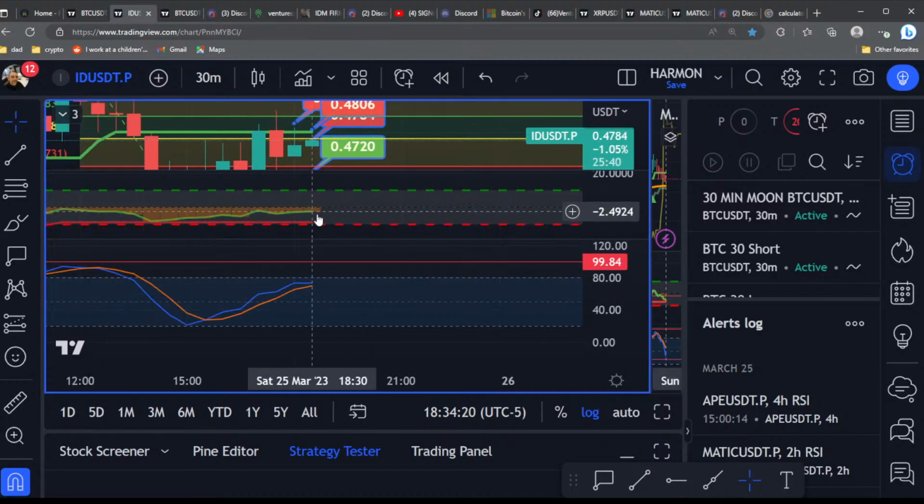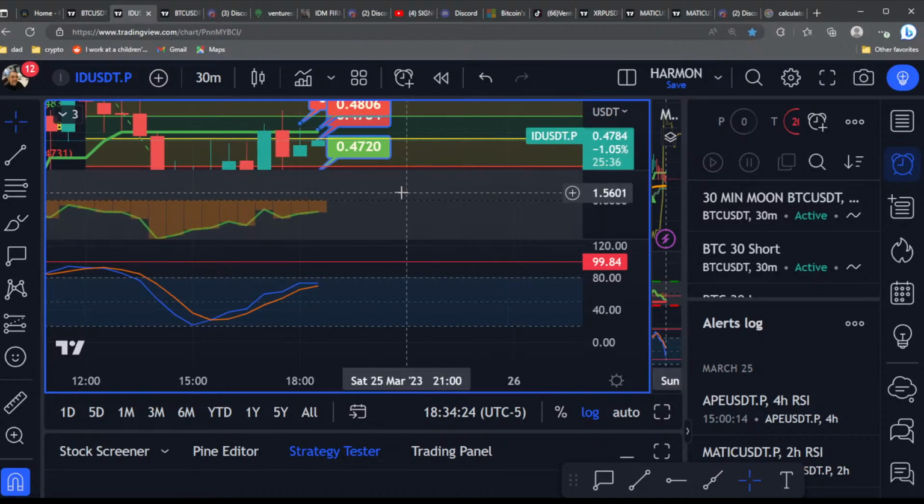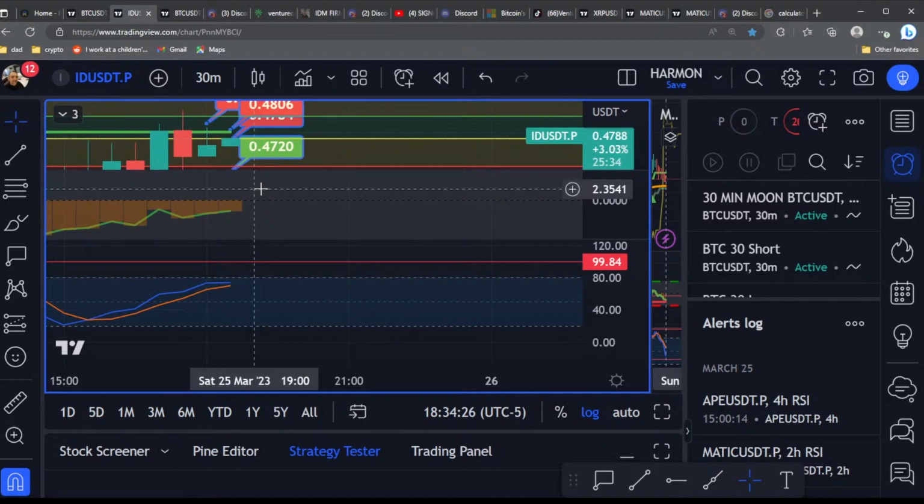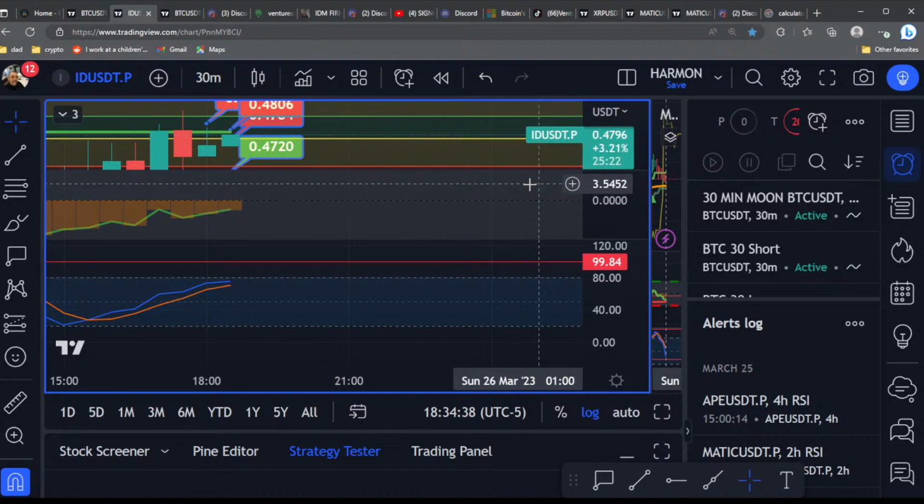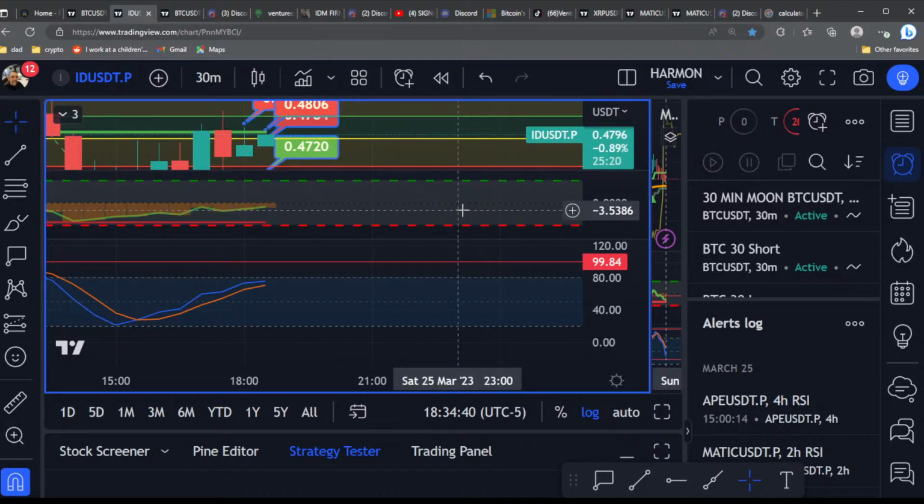The volume is still not positive, right? So what do we always say on the 30-minute? We need positive volume. We don't have that yet. So this long is not there. We just don't have enough data here to go long yet, right? So you would be patiently waiting here, right?